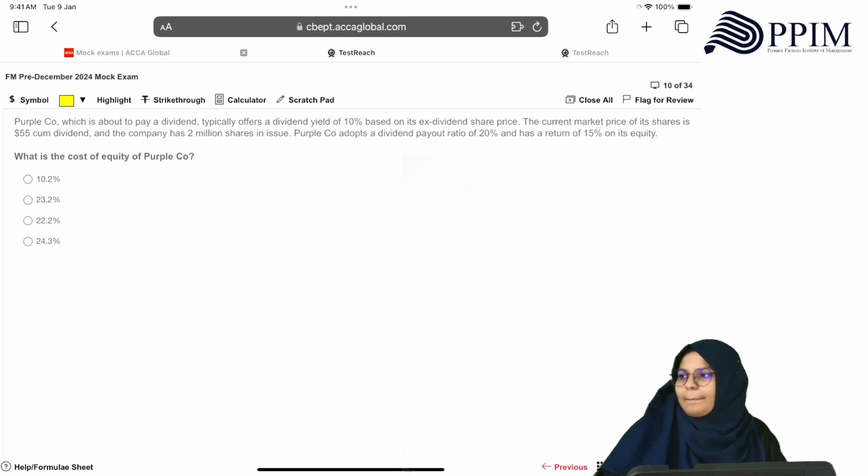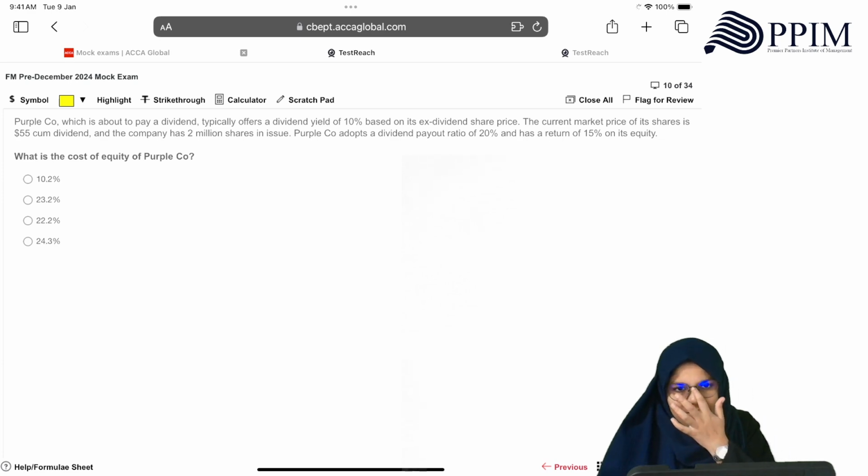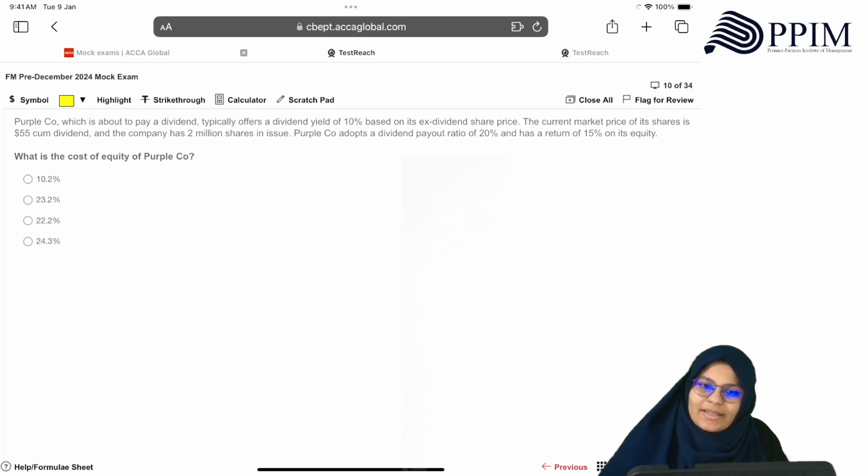It says here, Purple Company, which is about to pay a dividend, typically offers a dividend yield of 10% based on its ex-dividend share price. The current market price of its shares is $55 cum dividend, right? So whatever you are doing, we have to first of all convert that to ex-dividend, okay? But unfortunately, we don't have the dividend figure. Because if they said dividend is $2, then 55 minus 2, 53 is ex-div. But here we don't have that, okay?